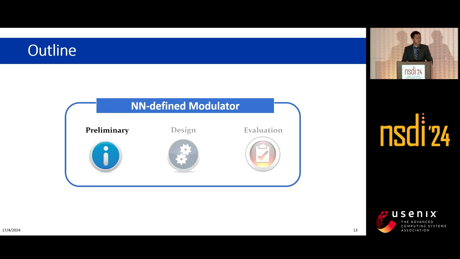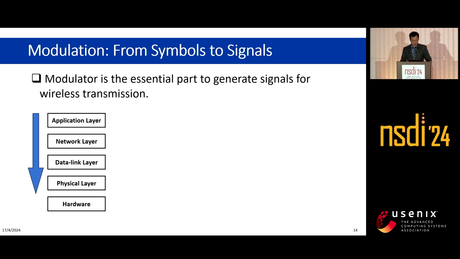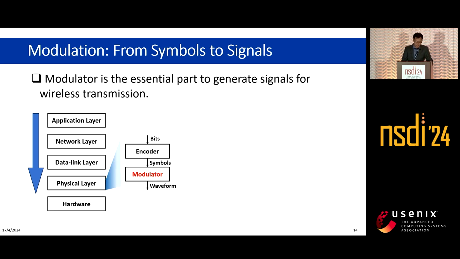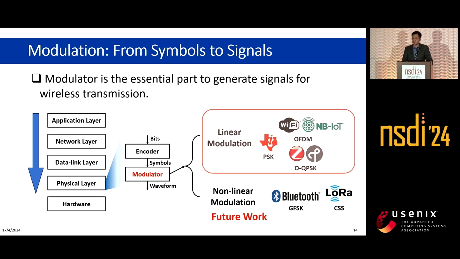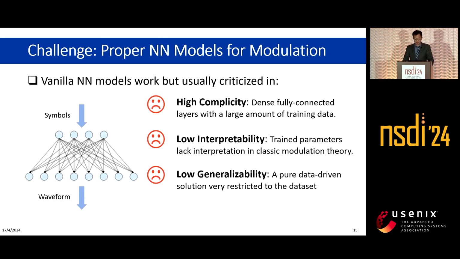First, let's review some preliminaries. What is a modulator? It resides in the physical layer right after the encoder. Under the classic classification, there are two types of modulation, the linear one and the nonlinear one. Today, we focus on linear modulation, and nonlinear modulation is our ongoing and future work.